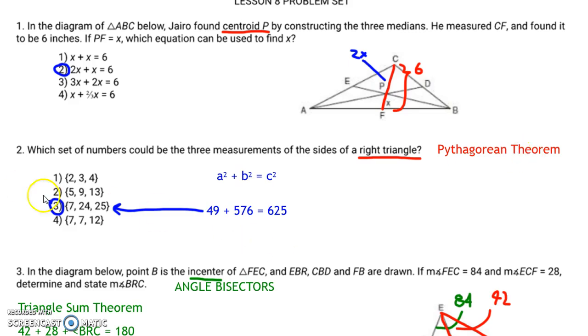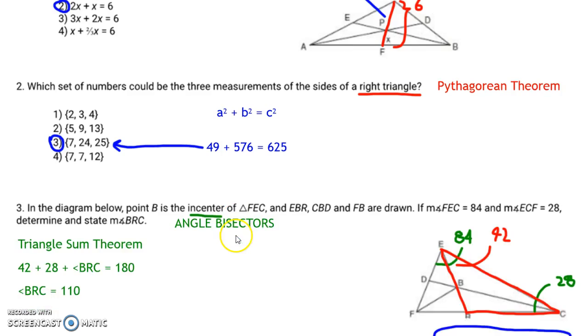the Pythagorean theorem for. We apply the Pythagorean theorem to all of these answer choices, and the only one that works is choice 3, because 49, 7 squared, plus 576, 24 squared, equals 625, 25 squared.